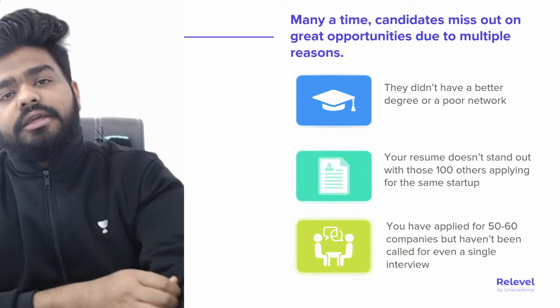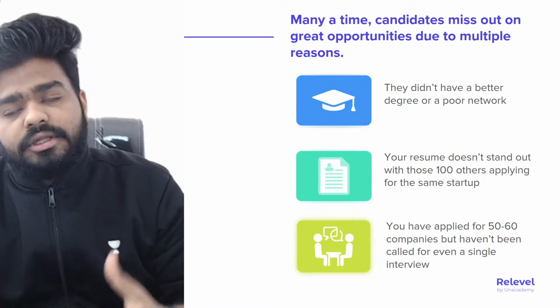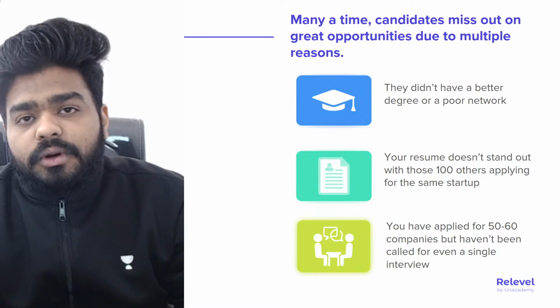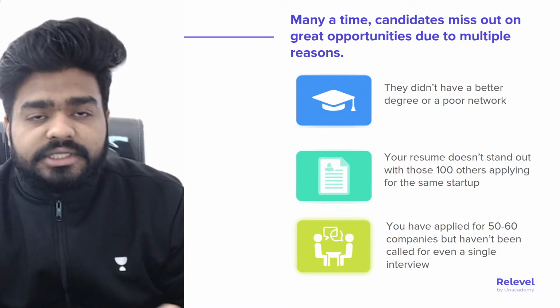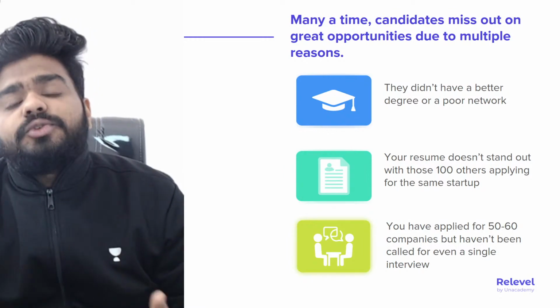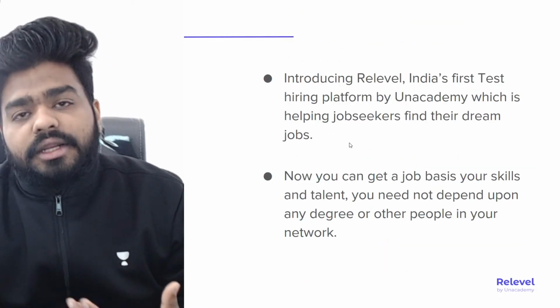So this is also a very foolish reason, because tier 1, tier 2 college students maybe are not smart, and maybe tier 3 college students are much better than tier 1, tier 2. So these are all the reasons why Relevel came into the picture.